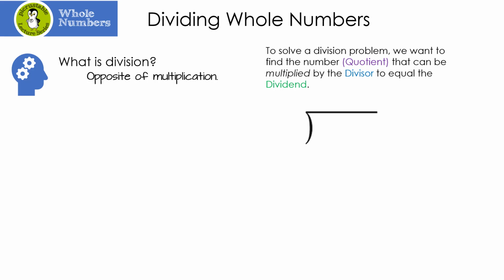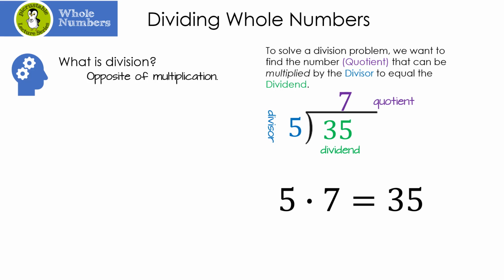Here's our division symbol. The outside number, in this case the 5, is the divisor. The inside number, in this case 35, is called the dividend. And finally, the answer, 7, is called the quotient. Remember, I did say that division is the opposite of multiplication. That means 5 times 7 is 35. I get 5 from the divisor, 7 from the quotient, and 35 from the dividend.